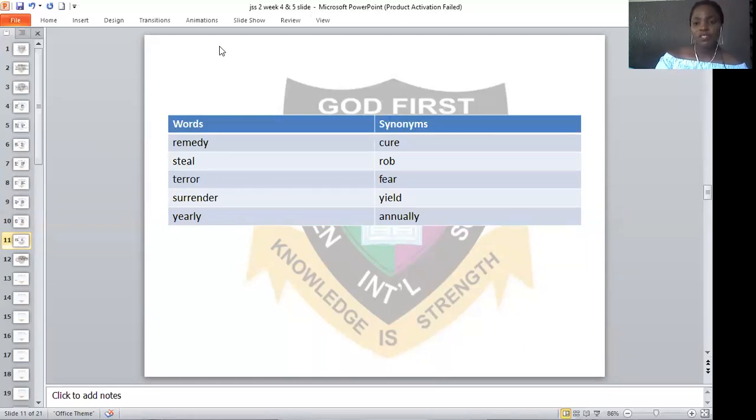Surrender. She surrendered to the policeman. Yielded. She yielded to the policeman.